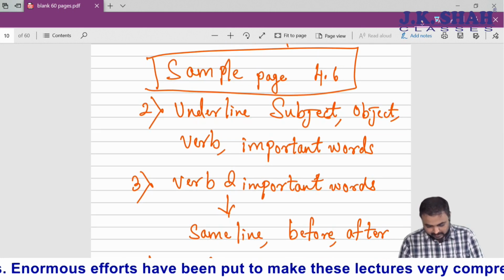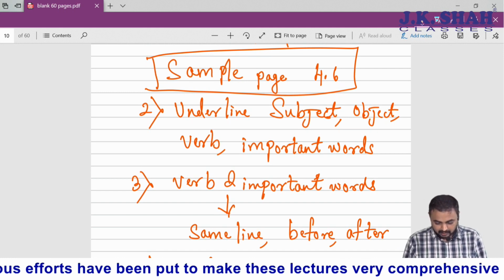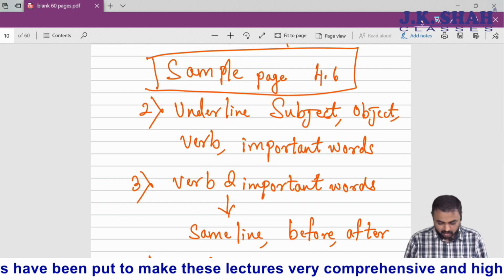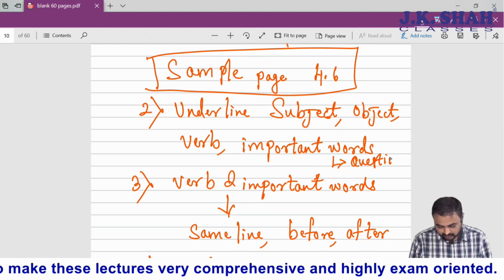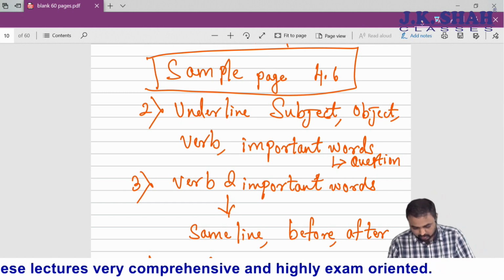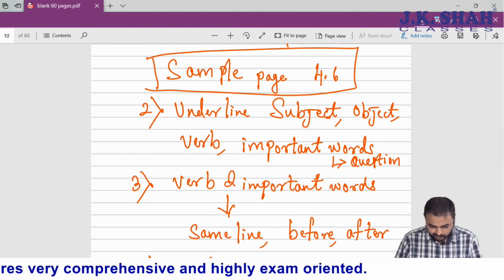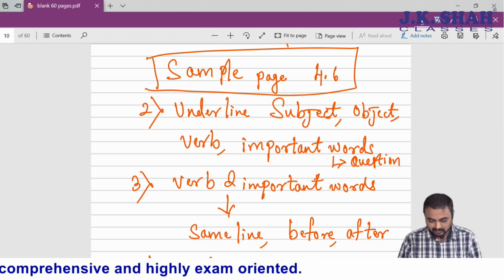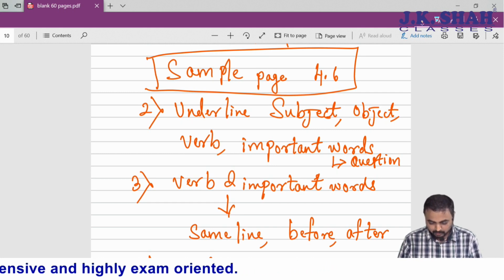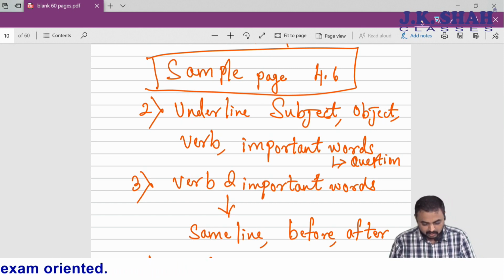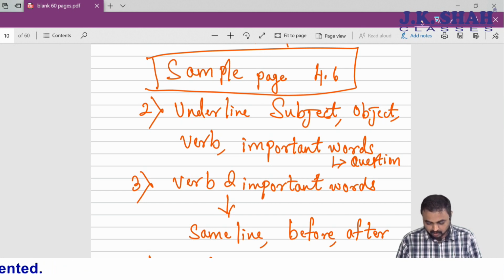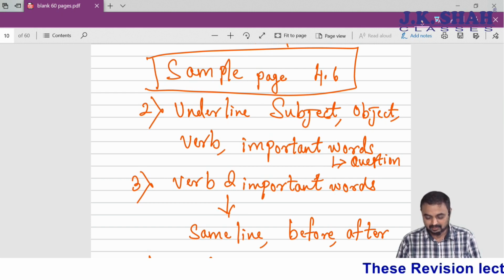Second, the second step to be followed is underline the subject, object, verb and important words in the question. You will underline the subject, the object, the verb and the important words in the question. For your reference, if we take the same line, Sushma Ghosh says, I was pleasantly surprised. The subject is Sushma Ghosh, there is no object, the verb is says and the important word is pleasantly surprised. So we have underlined the subject, the object, the verb and the important words in the question.